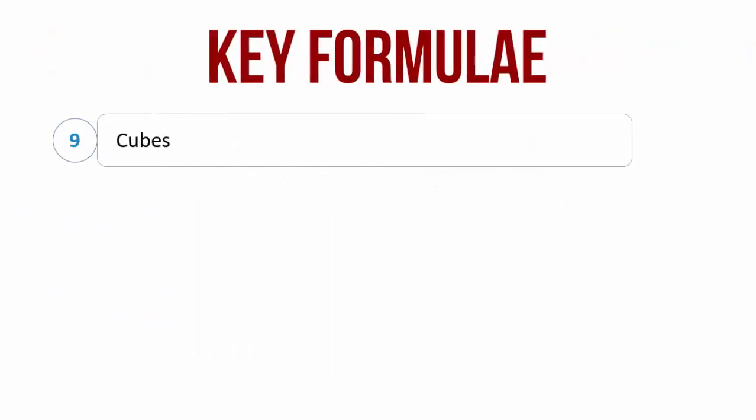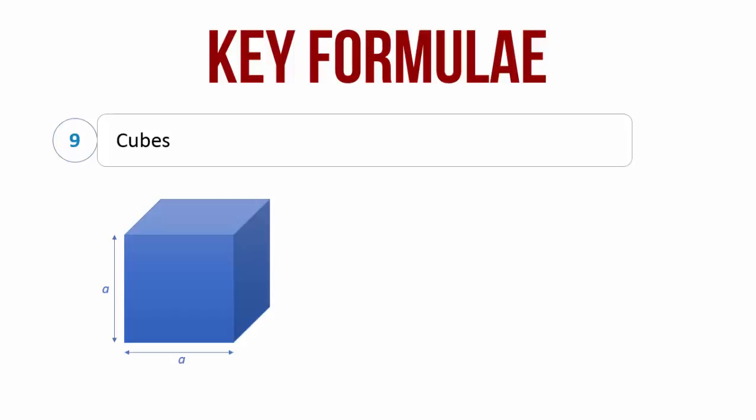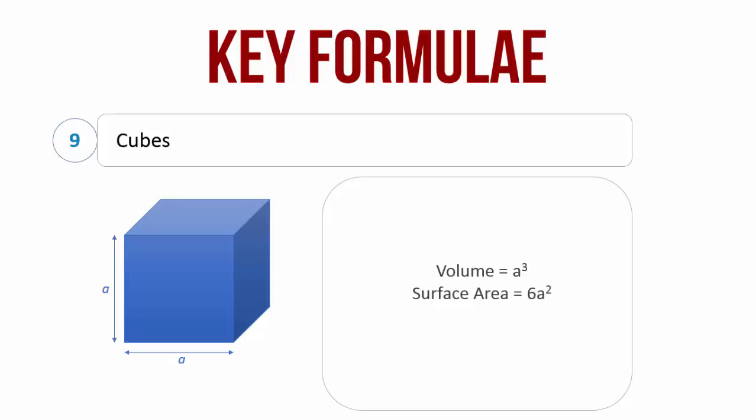The first three-dimensional solid that we shall look at is a cube. A cube is a solid where each face is a square and all sides of this solid are the same length. Let that length be A. The volume of a cube is given by A cube. The surface area is given by 6A square and one diagonal of the cube is given by A root 3.